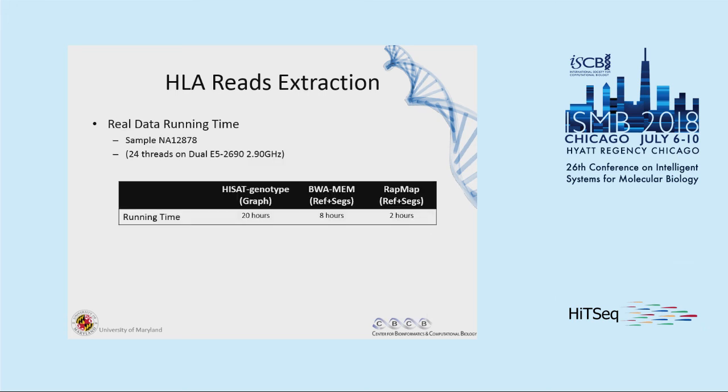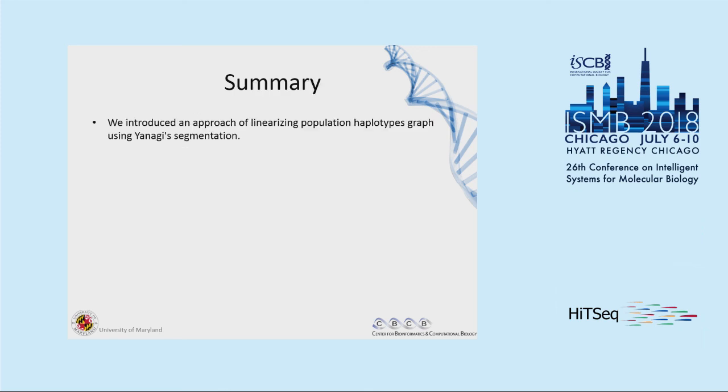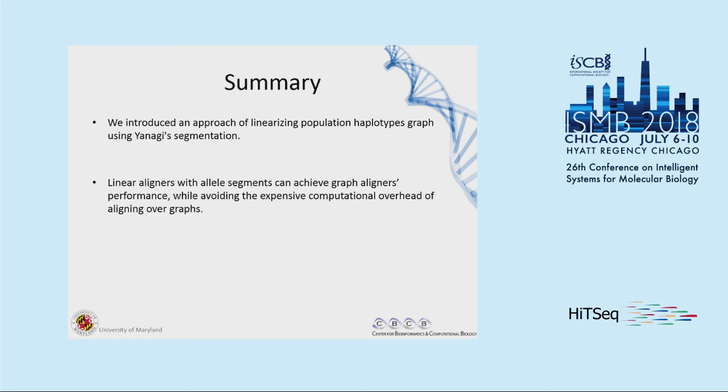At the end, to show the running time difference between our approach and graph: using graphs to run this sample takes around 20 hours, while when we use segments, either with BWA-MEM or even with RapMap, which is a pseudo aligner, it can do a 10-fold speed up.